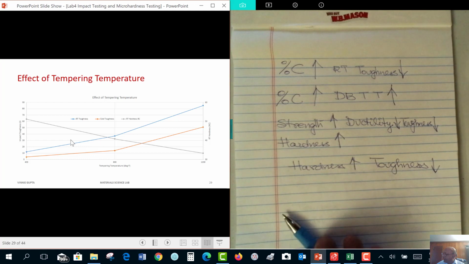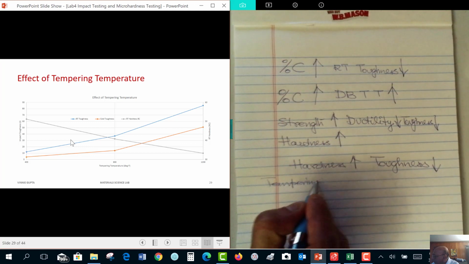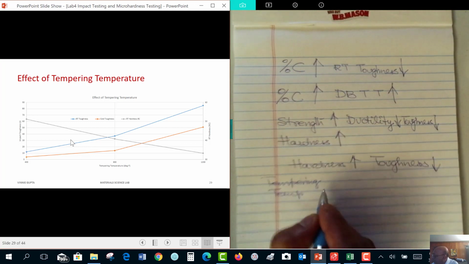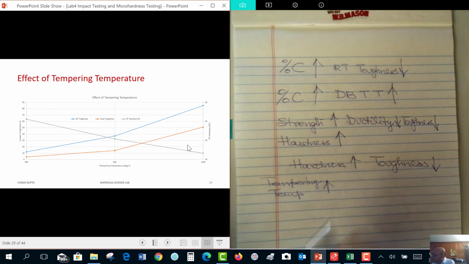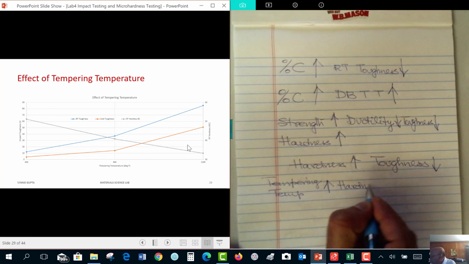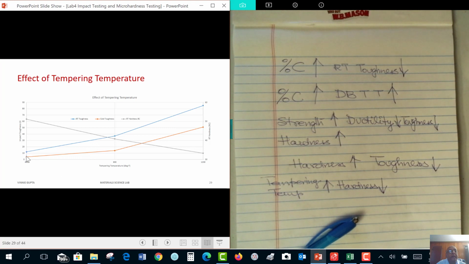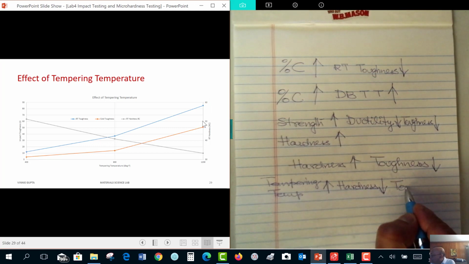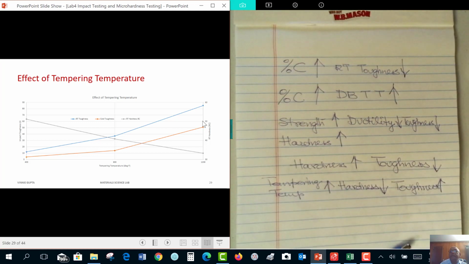So first of all, we notice that as tempering temperature increases, our hardness goes down. However, notice our room temperature toughness as well as low temperature toughness both go up. Okay.